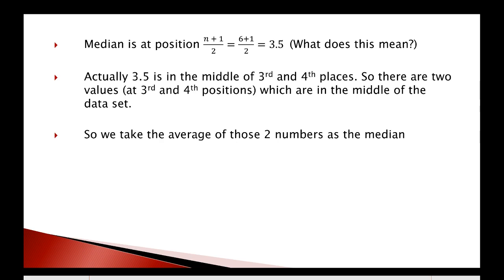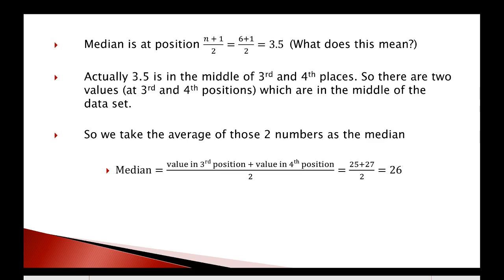Therefore, we take the average of those 2 numbers as the median. So in this case, median is equal to the value in the 3rd position plus the value in the 4th position, divided by 2. The value in the 3rd position is 25 and the value in the 4th position is 27. You add those 2 numbers and divide by 2, you'll get 26 as your median.